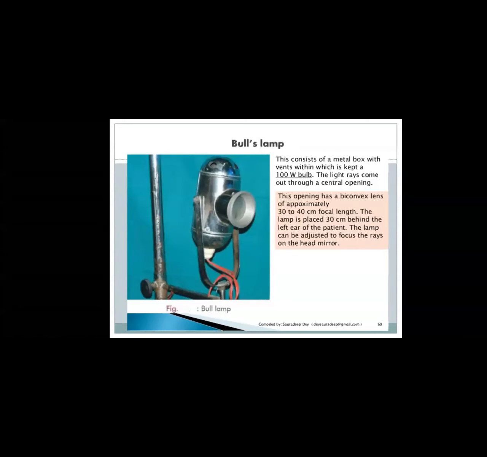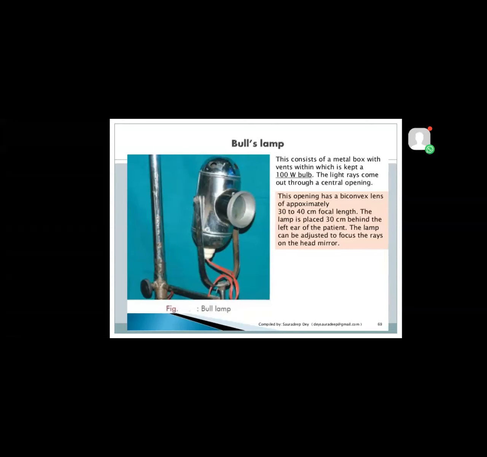This lamp is usually placed behind the left shoulder of the patient, near the left ear, probably around 30 centimeters. It should not be placed on the right side, because the patient should not push over the light and the focal length of the light which reflects into your head mirror, which I will discuss in the next slide. So it is kept around 30 centimeters behind the left ear of the patient, and the focal length is also 30 to 40 centimeters.